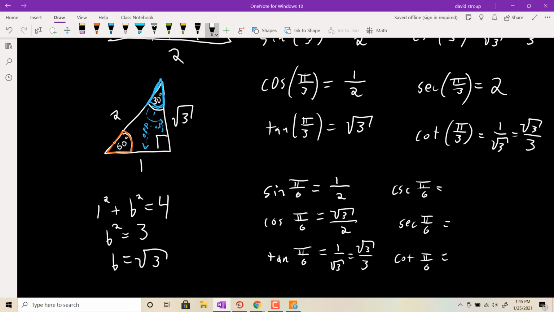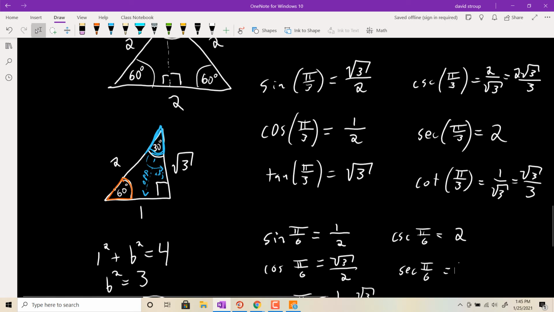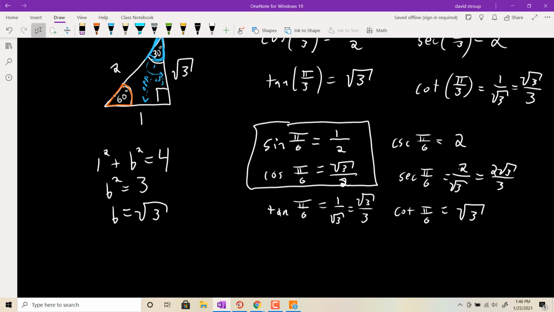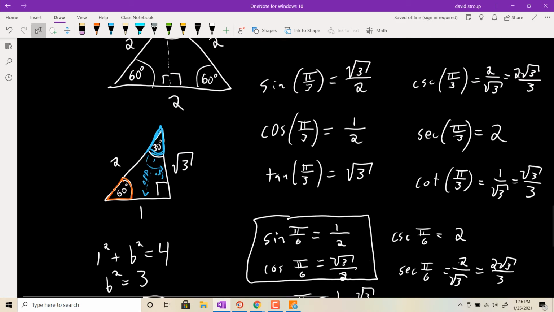And then these other guys are just reciprocals, right? So it'll be 2. Did I screw up cotan? That would be very sad. No, I didn't. I'm good. Okay, this is 2 over root 3. So rationalizing, you get 2 root 3 over 3. And then finally, cotan would be just root 3. So again, when you do these, just memorize these and then you get the other ones for free, right?